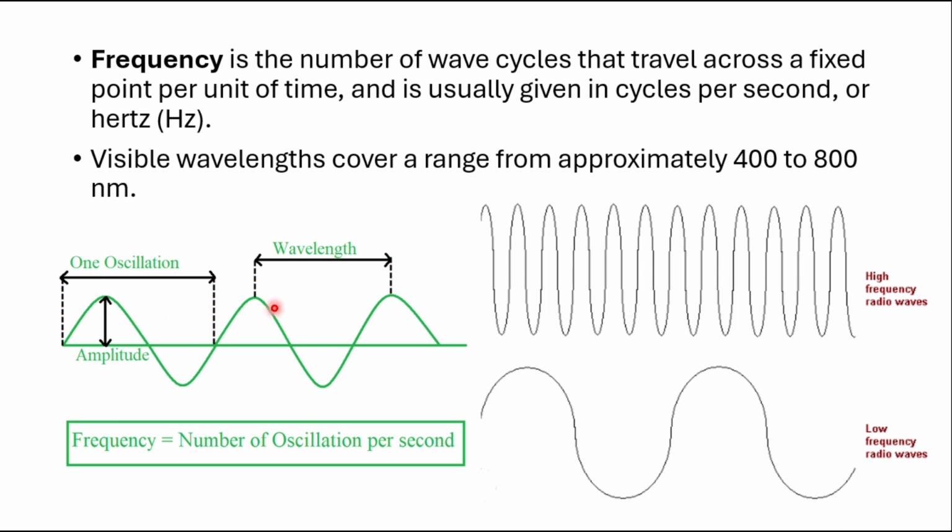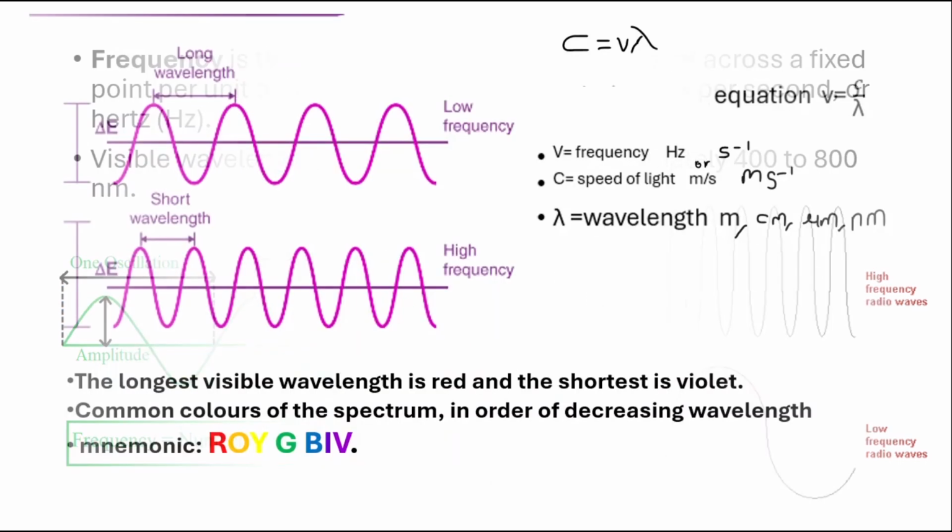So this is the image showing the frequency, and we can see here we have high wavelength. When we have high wavelength, we will have low frequency, as we can see here. And when we have high frequency, we will have a low wavelength. So frequency is also defined as the number of oscillations per second.